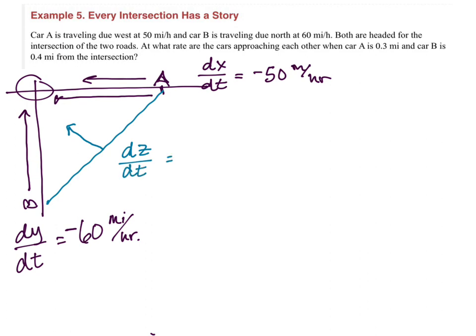This is where the temptation comes in to do Pythagorean theorem, because it feels like I've got three sides of a right triangle. Why can't I say that dz/dt is the square root of (dx/dt) squared plus (dy/dt) squared? Why is that not true? It is right now, but that's the derivative. Right, because these are all changing. Hence the calculus, right? So at what rate are the cars approaching each other when car A is 0.3 and car B is 0.4?